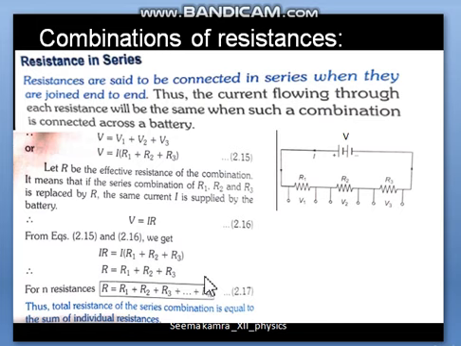Now in series combination we can learn this conclusion: the net resistance is the direct addition of individual resistances. Okay, here direct addition, not the reciprocal addition. Okay, let us proceed to parallel combination.